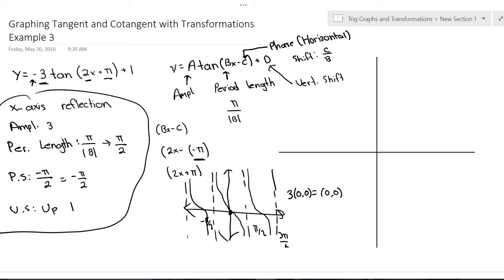Okay, so now we've got period length pi over 2. Right now the period, which is the distance between asymptotes for tangent and cotangent, is pi.